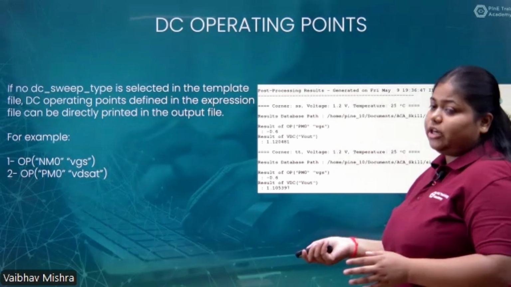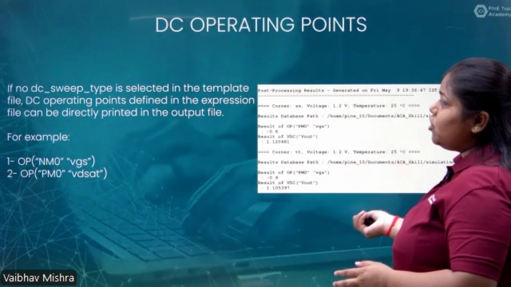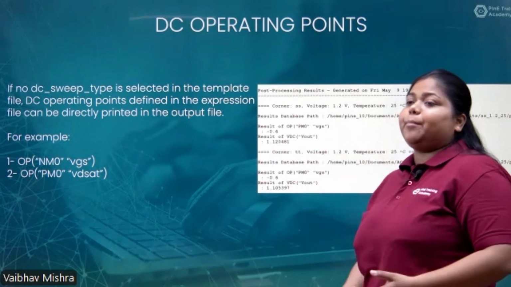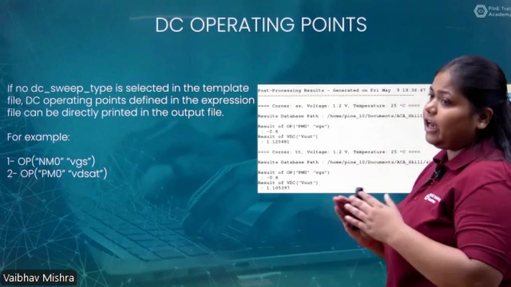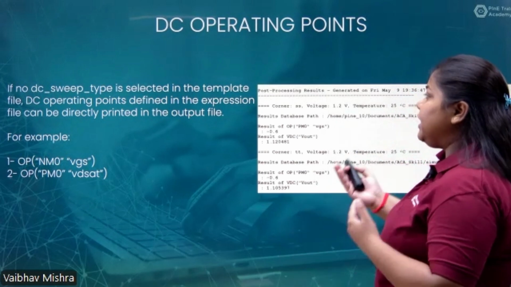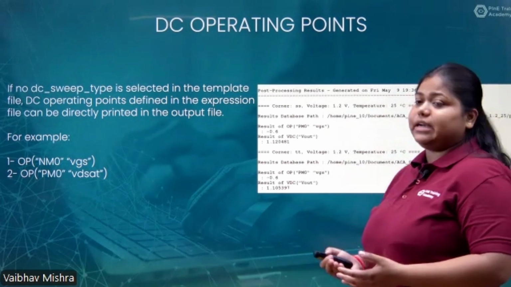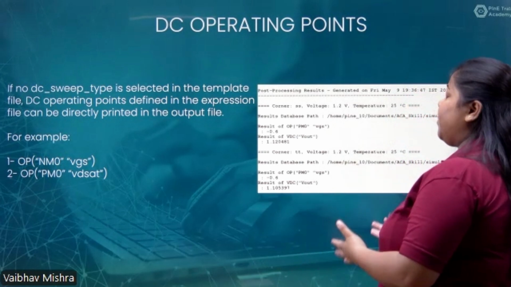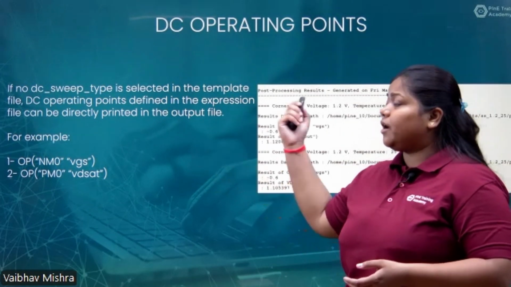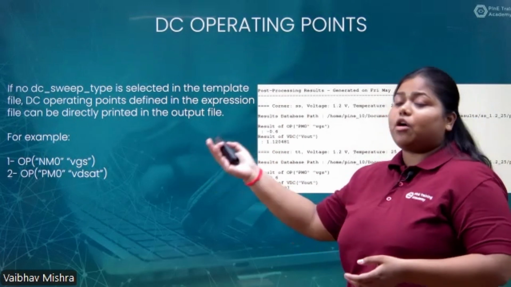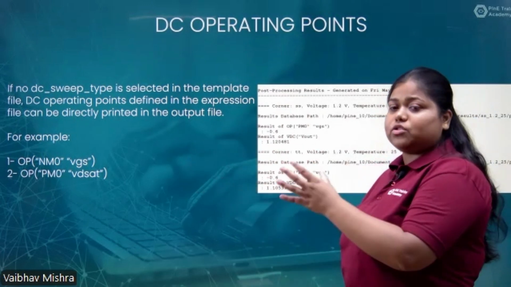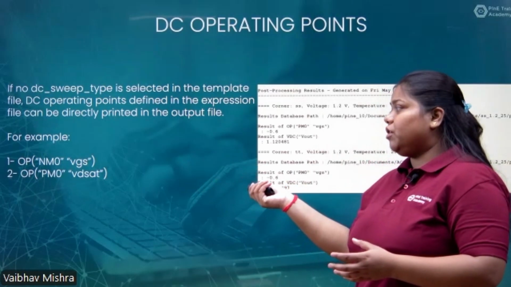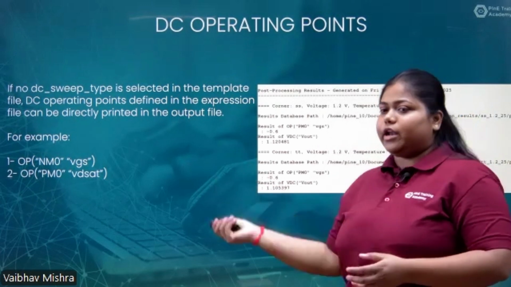Let's move on to the next feature of this project, the DC operating point. For example, if you have not entered any DC sweep type in the analysis setup or in the template file, then the DC operating points will be present in the expression file and the output will be generated according to the DC operating point. For example, here we have given the expression of the VGS of NM0, where NM0 is an NMOS component of the circuit, and by this expression you will get the VGS value of the NM0 NMOS.